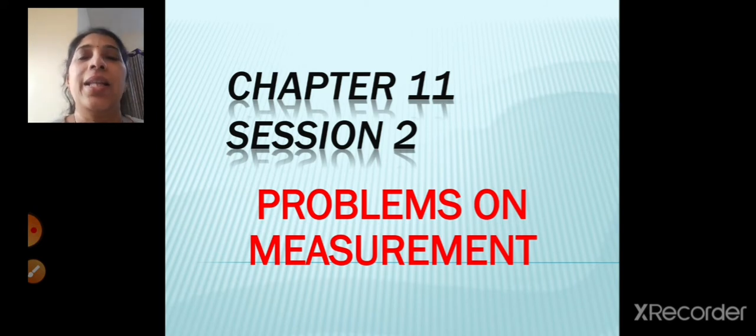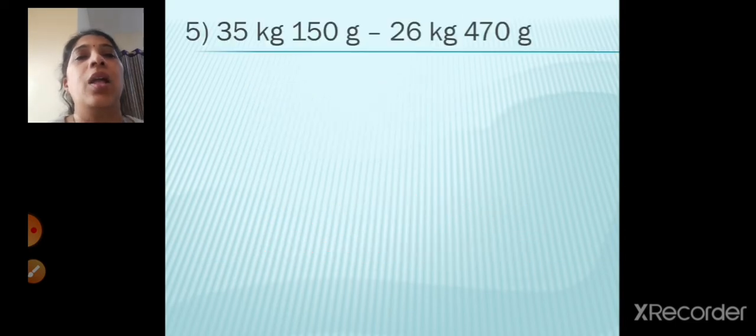So children, in the last session we were solving problem set 46, and in that we had started the subtraction, right? And in subtraction we had finished 4 sums. So let's complete today the remaining 2 problems. Fifth one is 35 kg 150 gram minus 26 kg 470 gram.